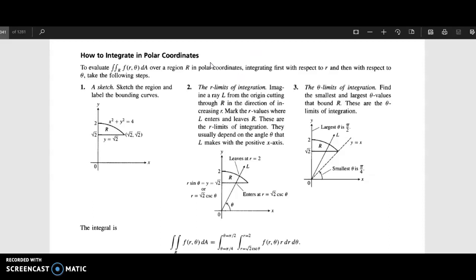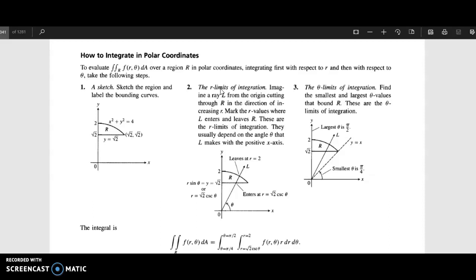So how will you find this? The procedure is, first sketch the graph, sketch the region. Next, find the r limits of integration. First sketch the region and label the bounding curves, and the second one is the r limits of integration.